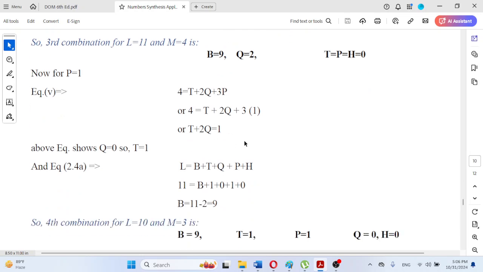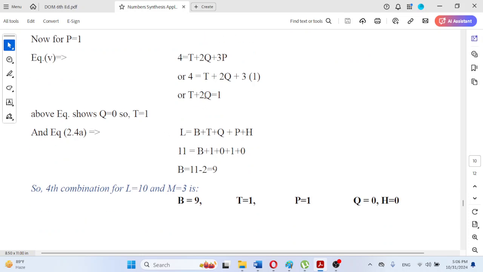Again the procedure will be the same, starting from the highest order link, which is the quaternary link in this equation. Because T plus 2Q is equal to 1, Q can't even be 1, Q must be 0, because if Q is equal to 1, that will give T is equal to 1 minus 2 on this side, so T will become negative, which is impossible. So that means Q can only be 0, so that means T is equal to 1.